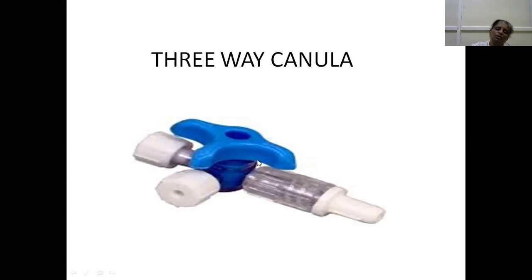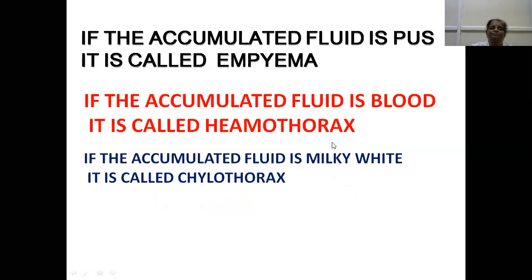So this is the lock. If the lock is in this direction, you can draw the fluid from the pleural space into the syringe. And once the lock is turned this way, if you push the fluid into the cannula, then the fluid will go into the connecting bottle. This is required because atmospheric air may enter the pleural cavity if you open the pleural space to the atmosphere. So you have to use a three-way cannula to avoid exposure to atmospheric air.